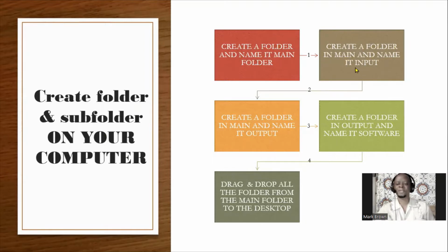and name it input. You're going to create a folder in the main and name it output. You're going to create a folder in the output and name it software. And right down here, you're going to drag and drop all the folders from the main folder to your desktop.